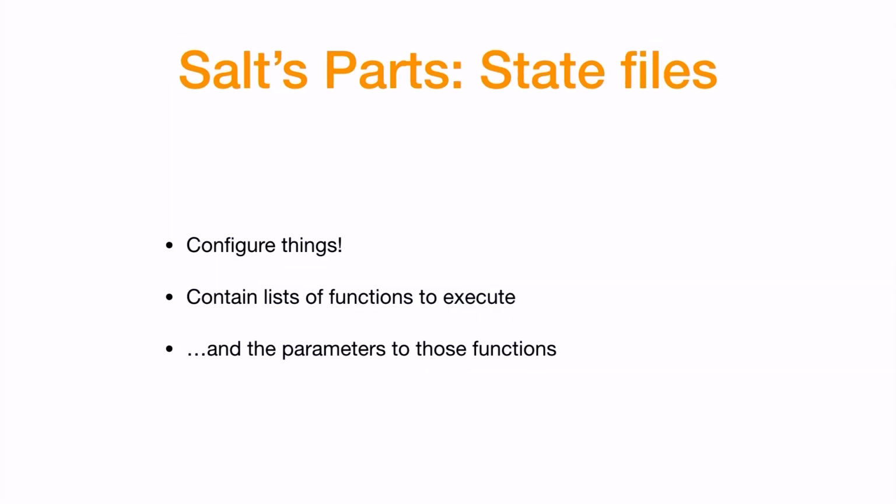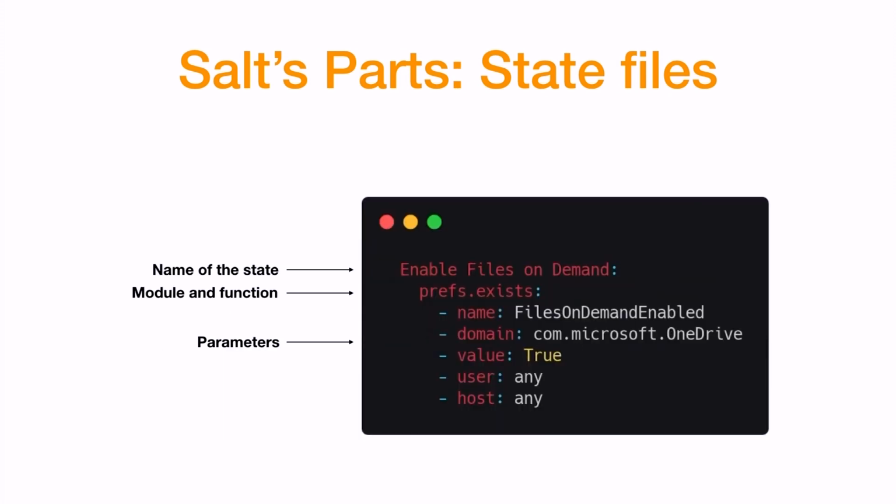State files are where we use the state modules to describe the state that we want our devices to be in. It's how we configure things. And again, that's what we're going to be looking at primarily today because we want to configure our devices. So this is just one state cut out of a file, enabling the files on demand feature for Microsoft OneDrive, making sure that it's on, right?